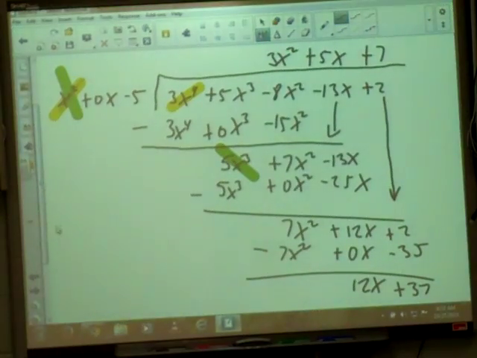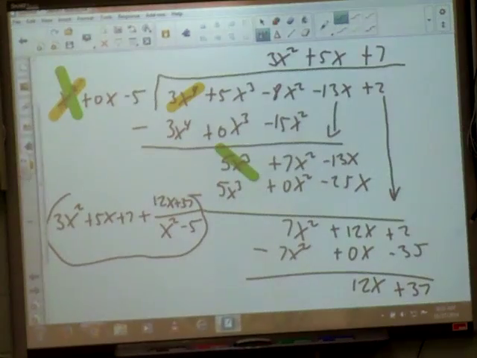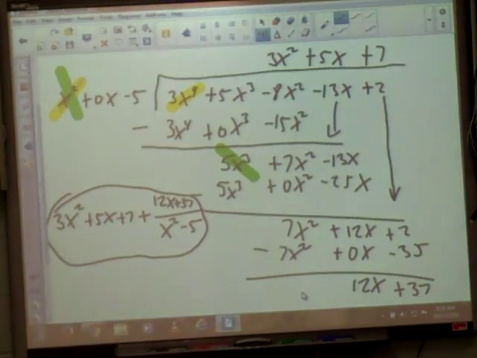So my answer, over here on the left, is 3x squared plus 5x plus 7 plus 12x plus 37 over x squared minus 5. And I can leave the 0 out now if I want to, so I'm going to. You can still put the 0x in there if you want. That's it. Long division. Everybody loves long division.